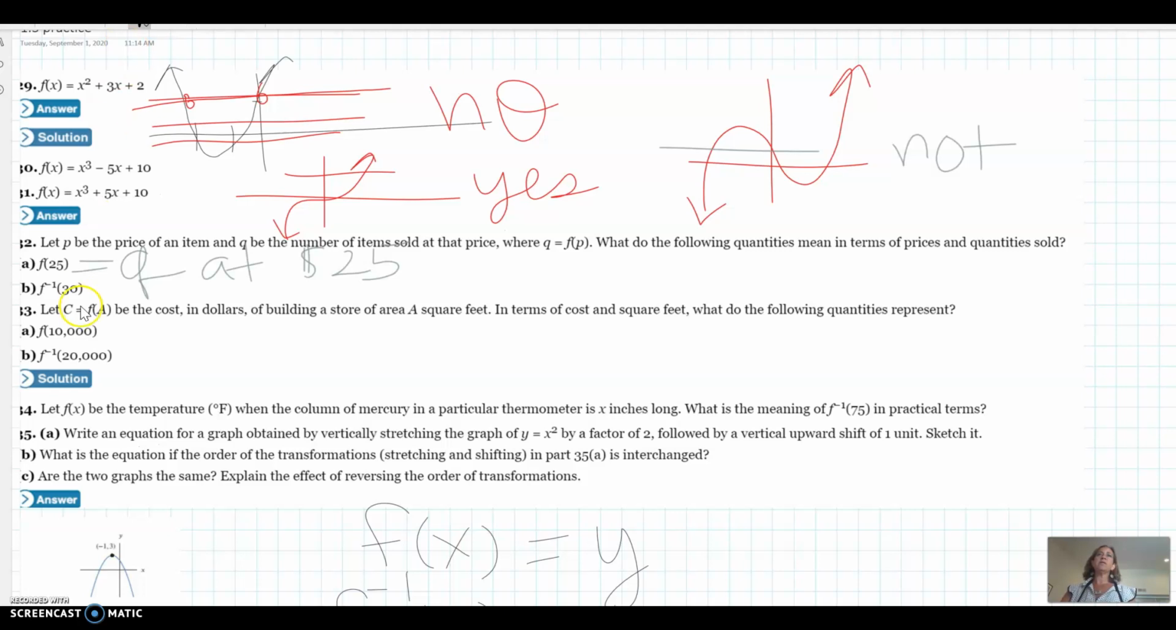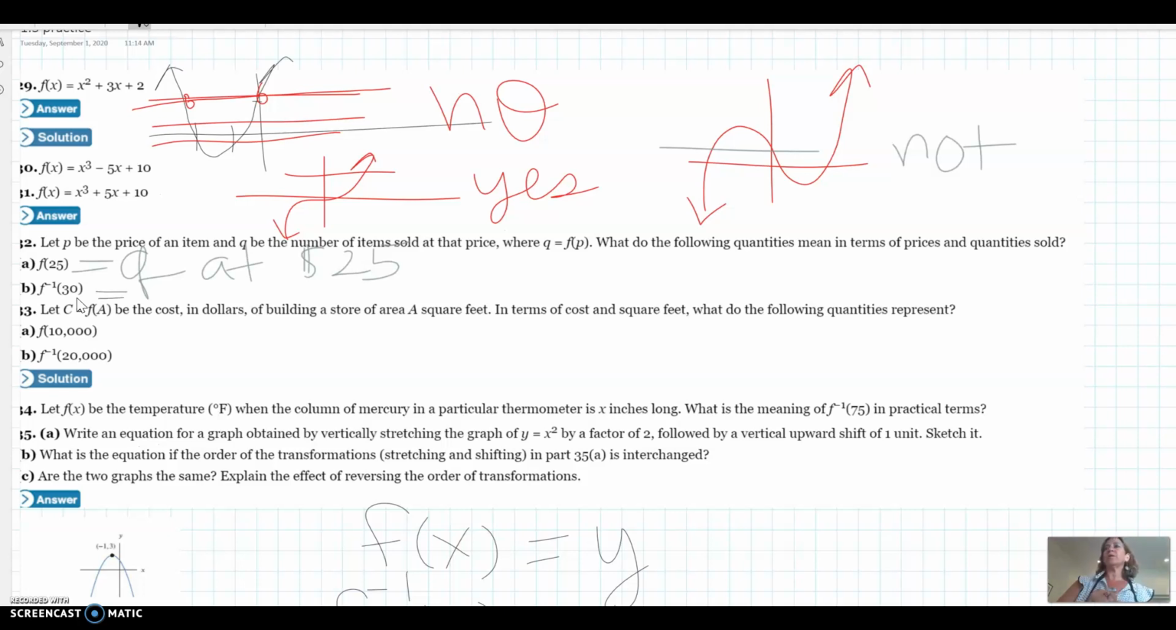On part B, they are now using this inverse notation. I'm not looking at the original function, but it is related. It's the inverse function. What that means is I'm still dealing with the relationship between the price and the quantity sold, but now the input is going to be the quantity sold, and the output would tell me the price that goes with that. So this 30, that's the input, is the quantity sold.